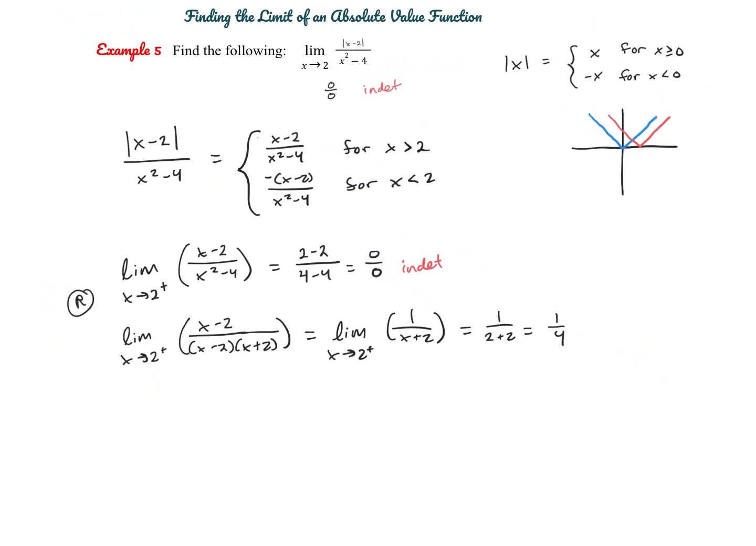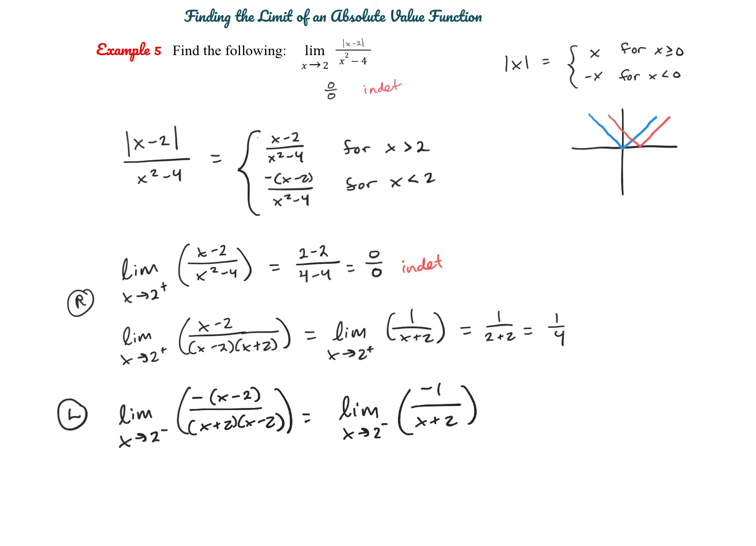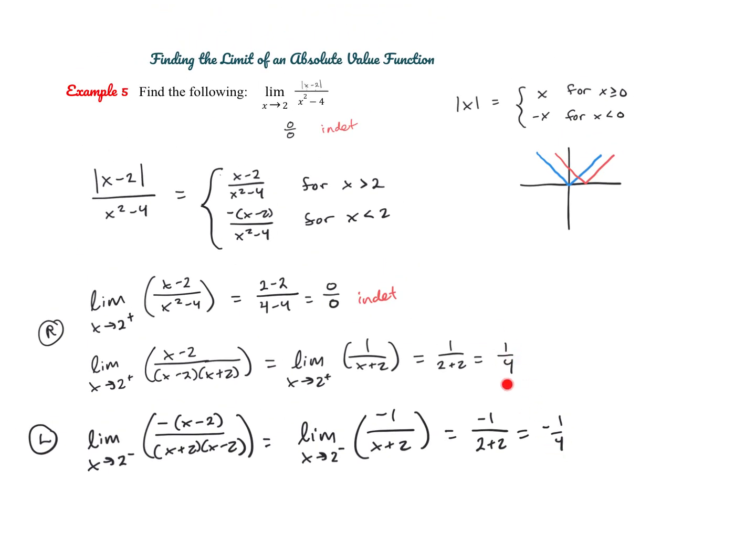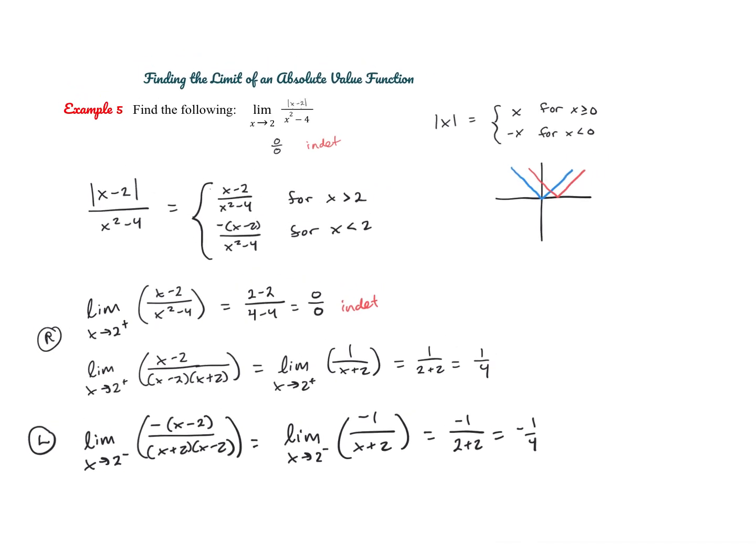And now for our left-hand limit, we're going to need to use this portion of our piecewise function. So the limit as x approaches 2 from the left of negative x minus 2 over x plus 2 times x minus 2. So the limit as x approaches 2 from the left of -1 over x plus 2. And so now we can do our direct substitution, -1 over 2 plus 2. So we get -1/4. So we can see that the left hand and the right hand limits are not the same, which means that we can conclude that the limit as x approaches 2 of the absolute value of x minus 2 over x squared minus 4 does not exist. So that is our final answer.